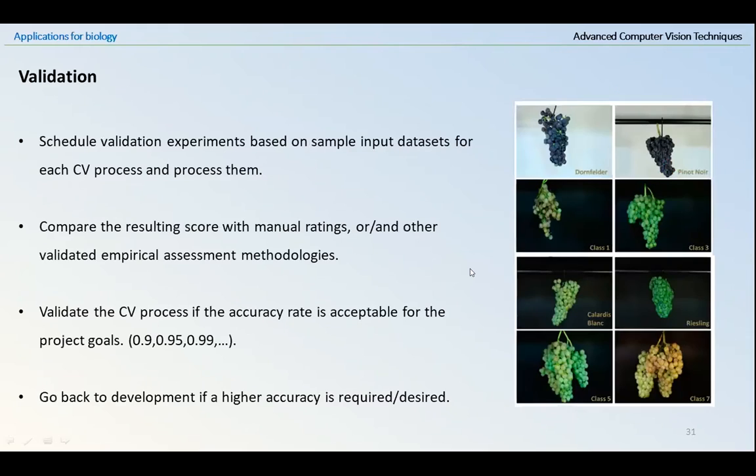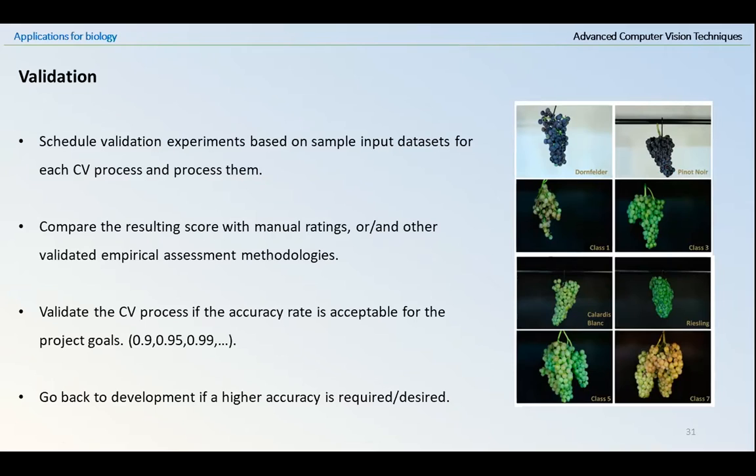For important and ambitious projects, the validation step must be taken seriously, as well as spending resources on scheduling experiments based on preparing sets of input data and performing a statistical assessment on process effectiveness, comparing the results with manual ratings or other empirical validation methods. As almost everything in science, there is no method with 100% accuracy. So it's the same for computer vision.